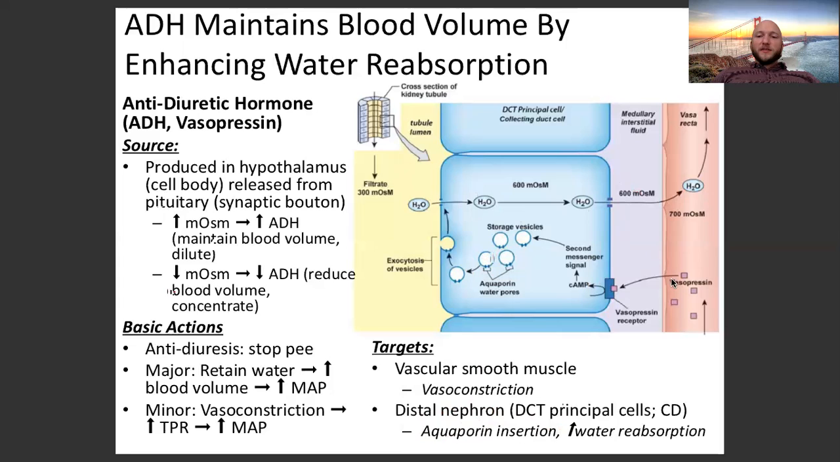So you can see here, storage vesicles with aquaporins on them. It gets the signal from vasopressin. It tells these storage vesicles to put the aquaporins in the cell membrane. It puts the aquaporins in the cell membrane. H2O is able to move from the tubule lumen into these principal cells and back into our bodies.